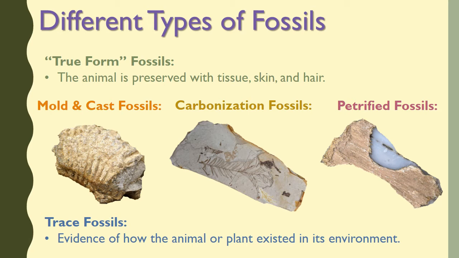Petrified fossils are when the remains are mineralized. Here is an image of petrified wood that is now composed of silica. Finally, trace fossils are evidence of how the animal or plant existed in its environment. Examples of trace fossils are animal poop, footprints, or worm burrows.